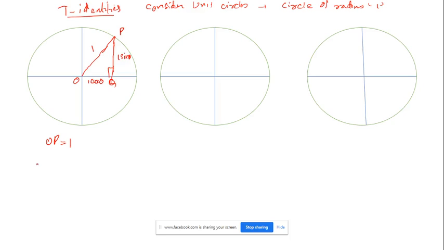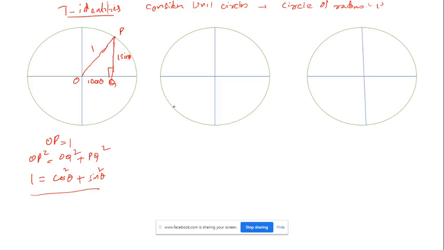Now use the Pythagoras theorem. OP square is equal to OQ square plus PQ square. When you use it, that means 1 is equal to cos square theta plus sin square theta. This is your first identity. Now I have got the first identity.